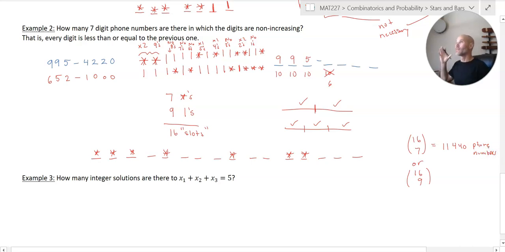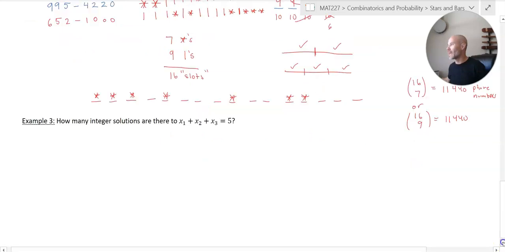Where the digits are in non-increasing order. Notice how quick that was to solve. We just had to think about it a little bit, and we didn't have to take this ugly approach at all. Now, 16 combination 9, with no surprise, is going to come out to the same thing, 11,440 phone numbers as well. Pretty cool stuff. Let's look at one more question.